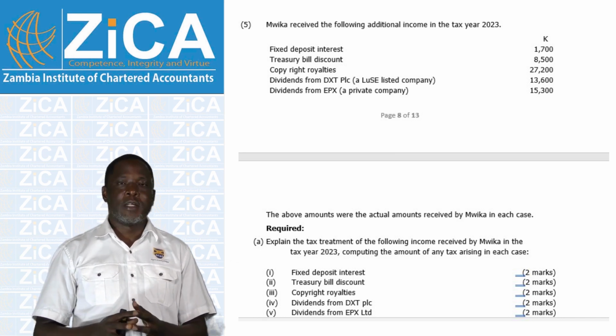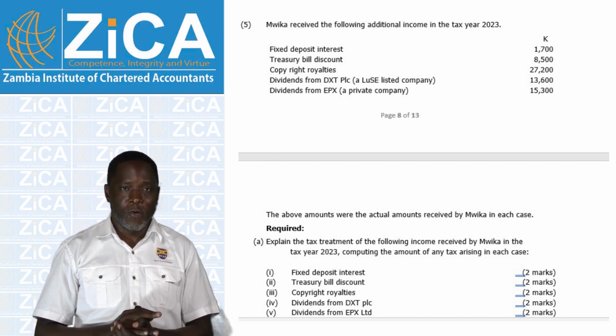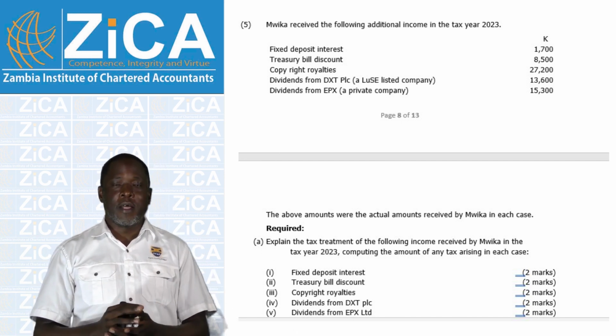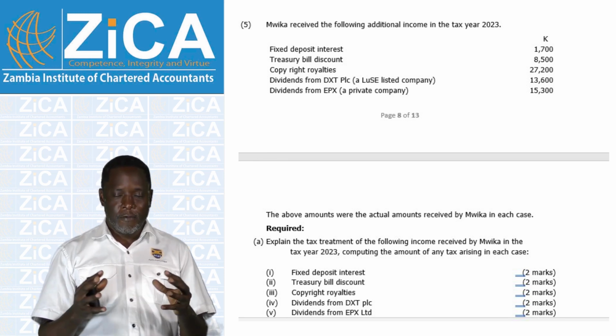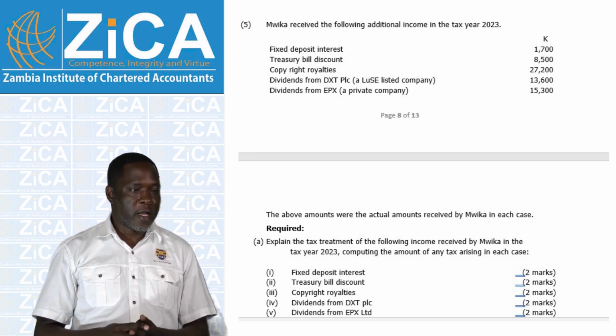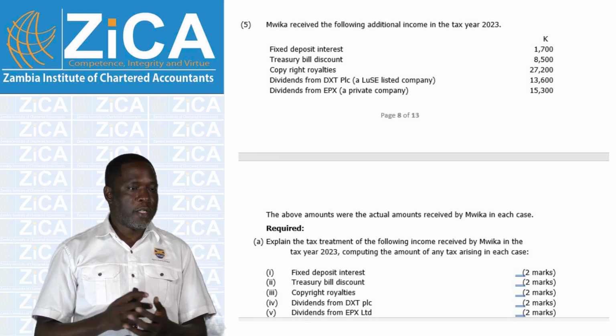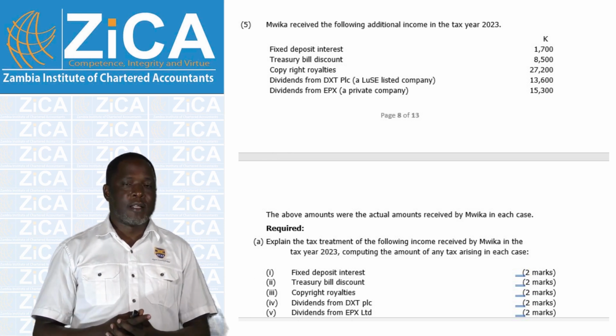Now, when we are including the investment income in the personal income tax computation, always make sure that the figure you include is the gross figure, the figure which is inclusive of withholding tax. So in the case of WICA, they have told us that this investment income she received was net of withholding tax at source.